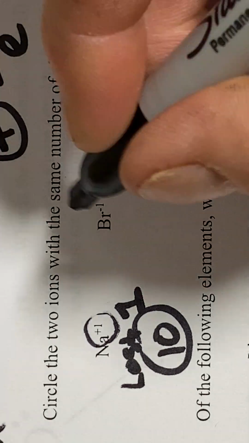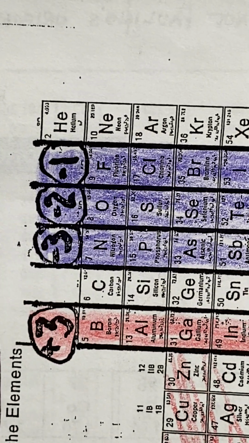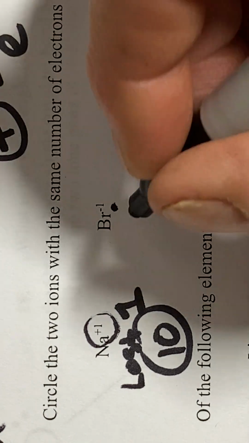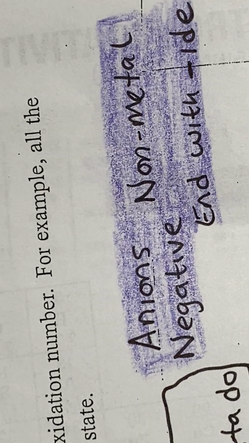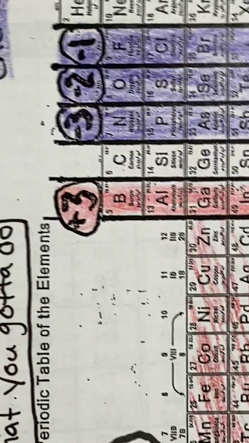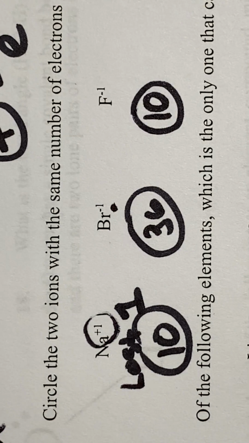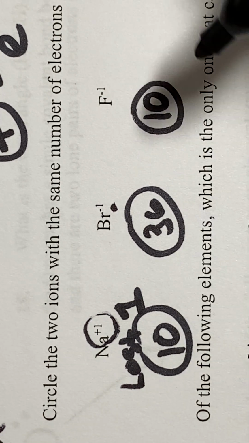Okay, bromine, we've got a negative oxidation state. Bromine as an atom is right there at 35, so 35 electrons, gaining 1 more gives us 36. Fluorine. Fluorine as an atom has 9 protons and 9 electrons. Also a -1, which means that we're gaining 1 to be 10. Ooh, sodium has 10, and fluorine has 10.